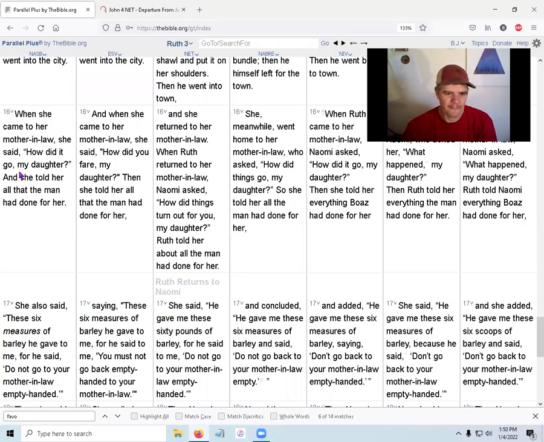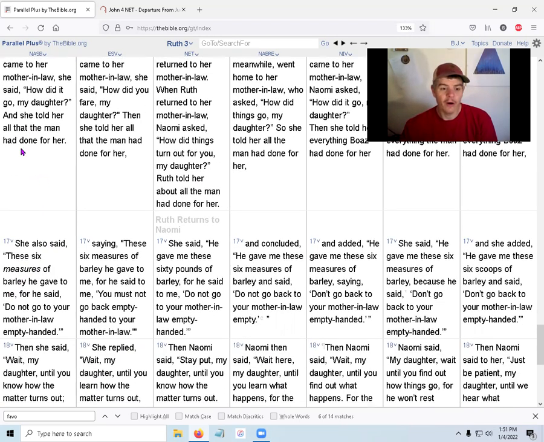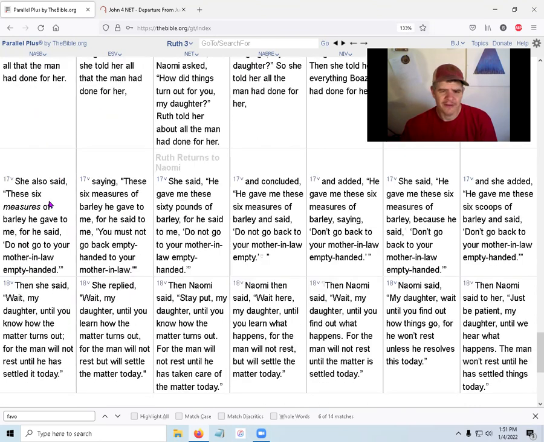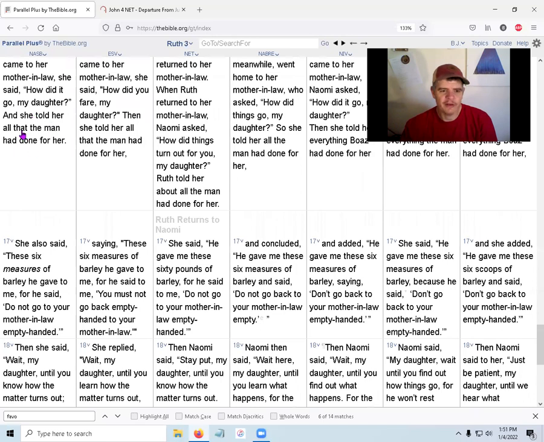So back here, she told her all that the man had done for her. Well, that is a big deal, saying, "I will redeem you," if the man doesn't redeem you. And then she also said, these 6 measures of barley he gave to me. So all that he had done for her might include that. The text seems to say it doesn't. In other words, all he had done for her is probably the "I will redeem you."